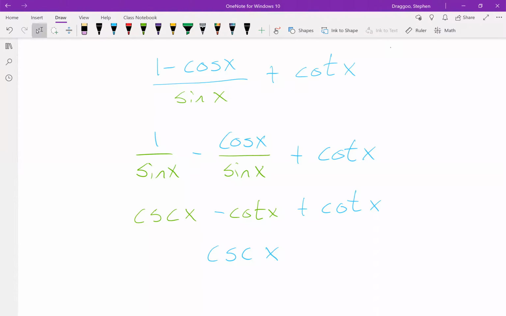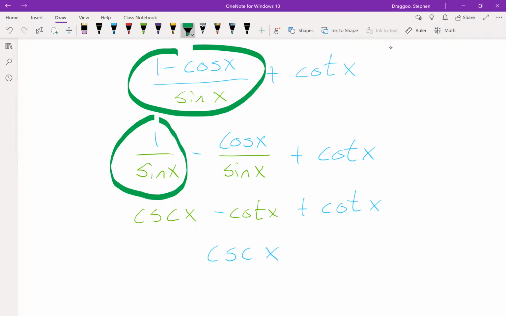Into our next step, I decided to split up my fraction. So I had 1 minus cosine over sine, and I'm going to split that into 1 over sine minus cosine over sine. Just splitting that fraction into two pieces, still plus cotangent x on the right.